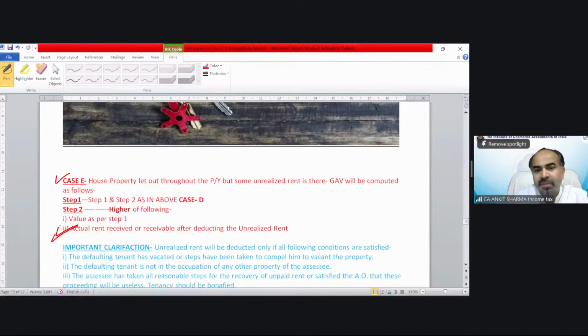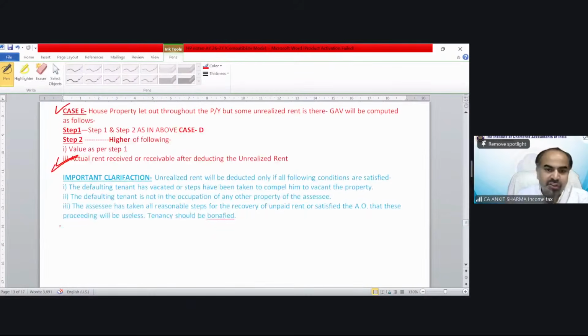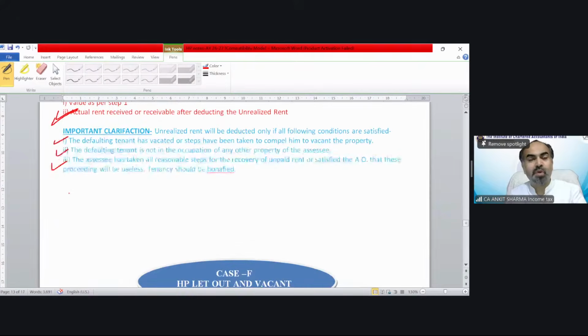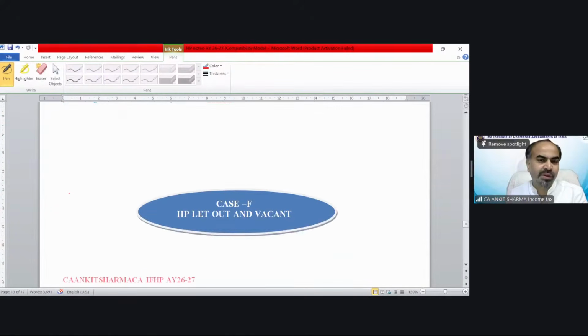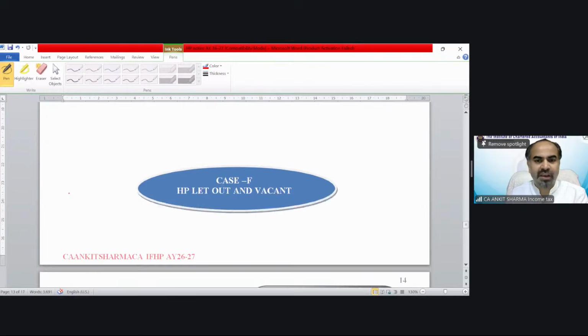You can see that. Important clarification: the unrealized rent which you have not recovered would not become part of your actual rent received if you have proved that you have taken all the steps to recover the rent from the tenant. You have sent notice against him, you have filed a case against him, then only it will be assumed to be your unrealized rent. So please go through the important clarification.